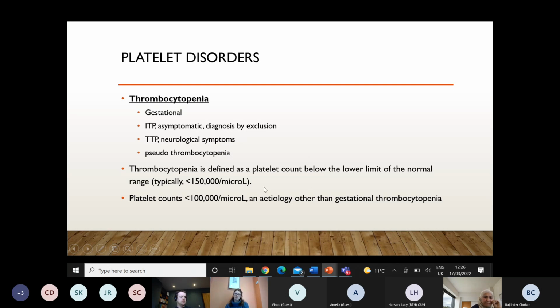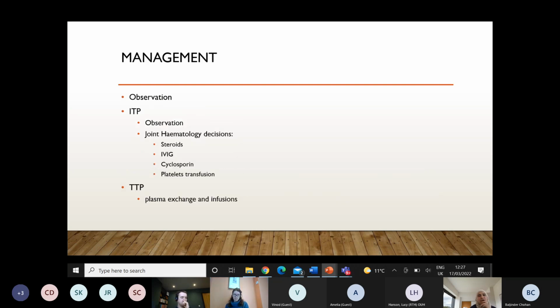Management is pretty much the same. If the platelets remain more than 100, there is nothing specific that needs to be done. In early pregnancy, you can monitor them monthly, and then when the time is coming closer to delivery, you can monitor them more closely, like once a week. And if the platelets are low, below about 80, then it is better to discuss with hematology.